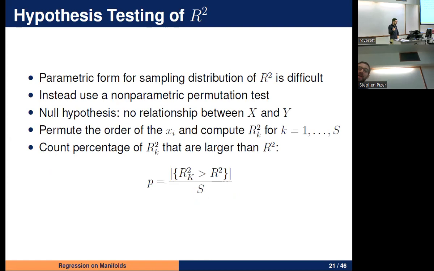Now, how do we get a p-value? How do we do a hypothesis test? Our hypothesis test starts with a null hypothesis, right here in the middle. The null hypothesis is that there's no relationship between x and y.